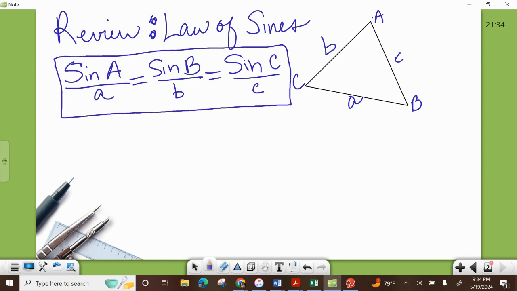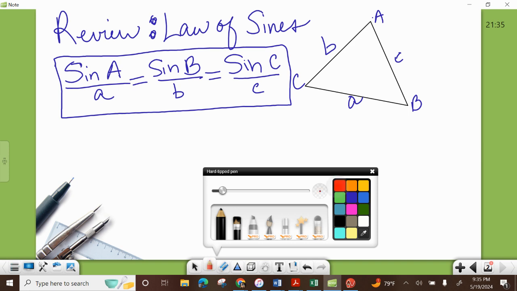We cannot always use the law of sines, though. If I'm going to use the law of sines, I need to either have two angles and a side across from one of those angles, or I need to have two sides and an angle across from one of the sides. When you use the law of cosines is a little bit different situation than the law of sines. So let's look at the law of cosines.